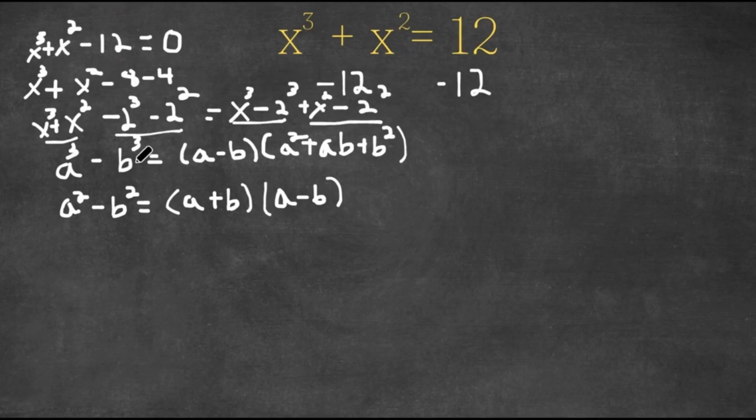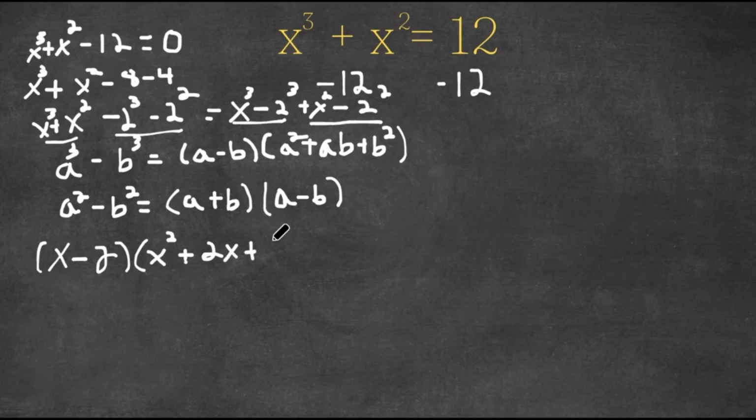So now let's first do a to the power of 3 minus b to the power of 3. We have x to the power of 3 minus 2 to the power of 3. Well, a is x, right? So we have x minus b is 2. So we have x minus 2 times x squared plus 2x plus 2 squared, which is 4.